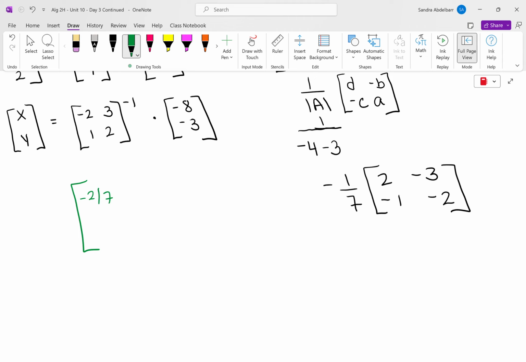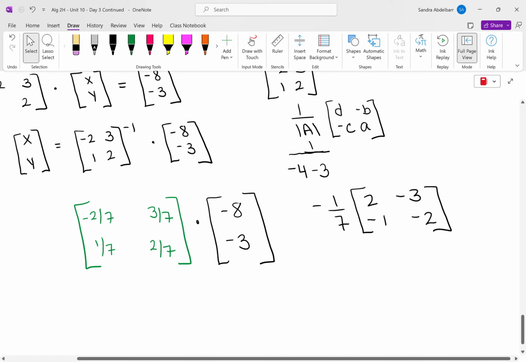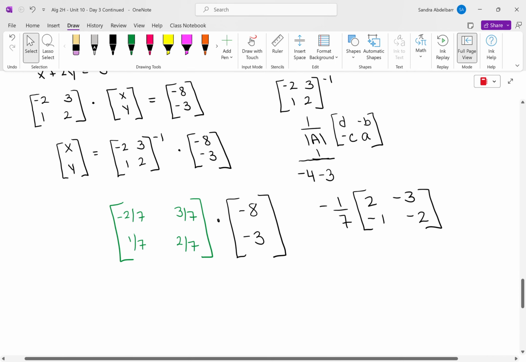So I'll write it here. So we are negative 2 over 7, positive 3 over 7, positive 1 over 7, and positive 2 over 7. And then I'm going to multiply that by my solution matrix. I'll let you all catch up.